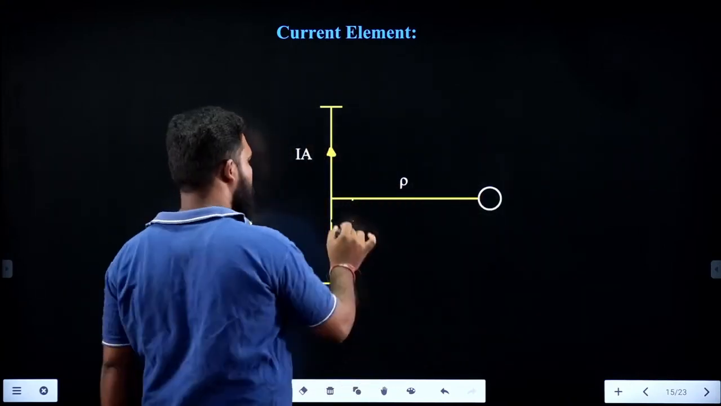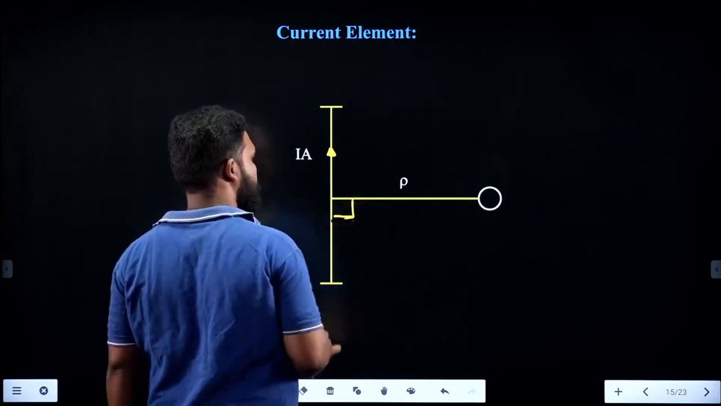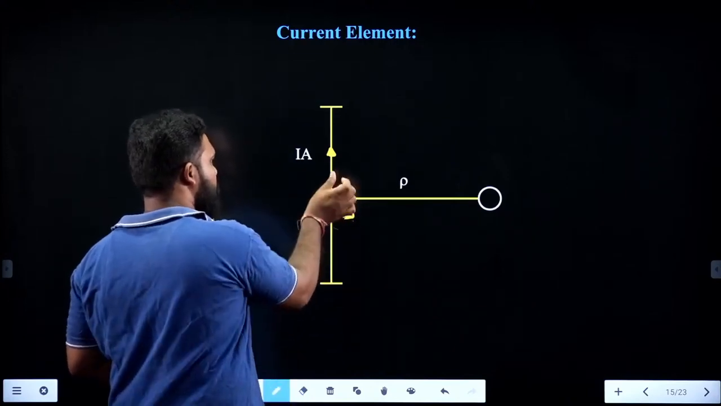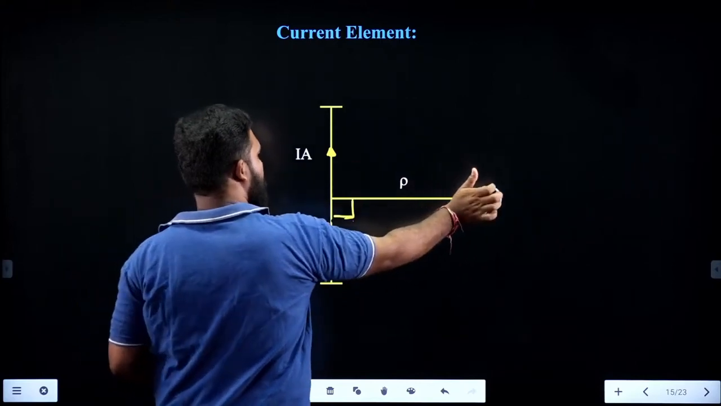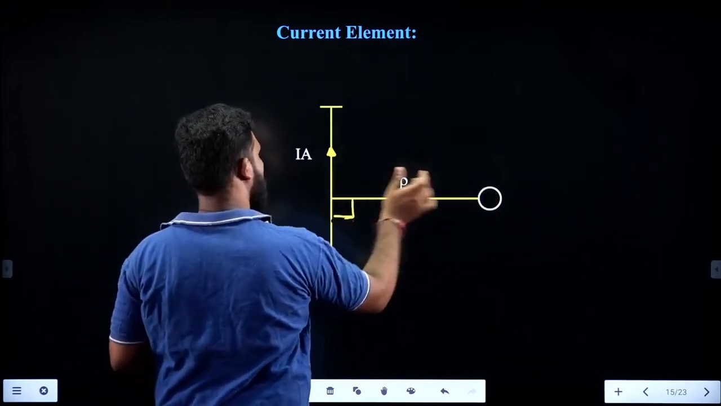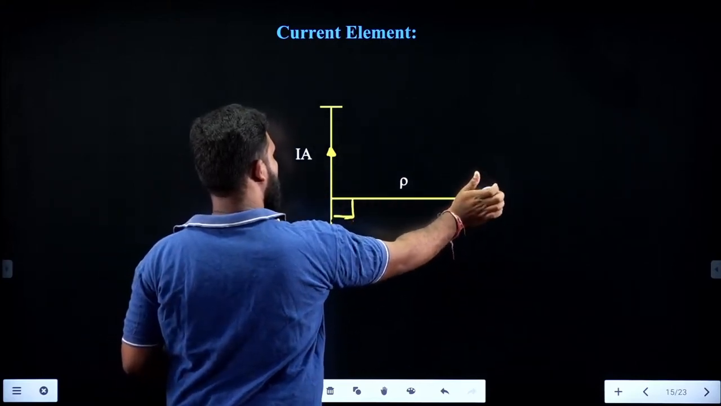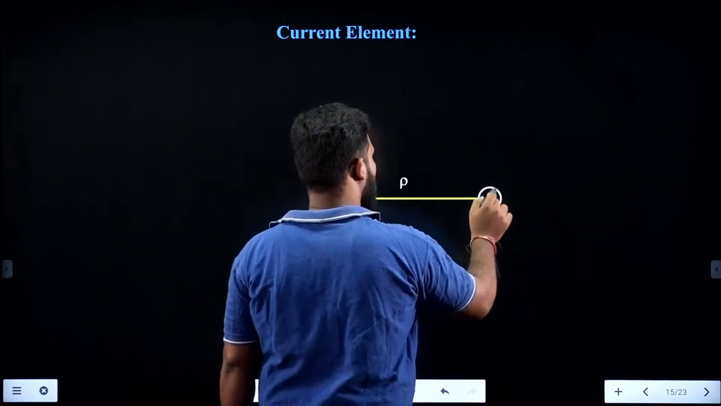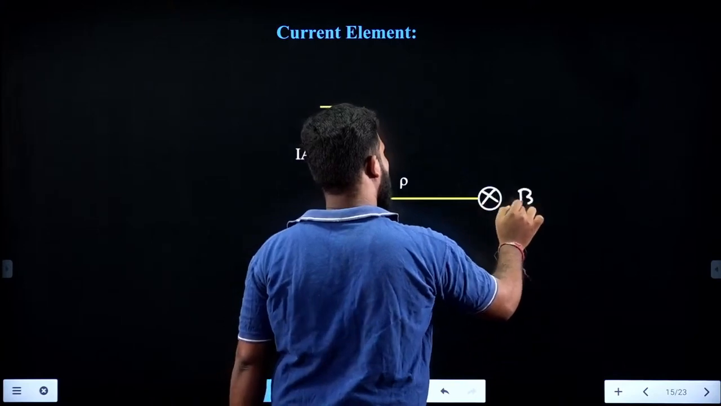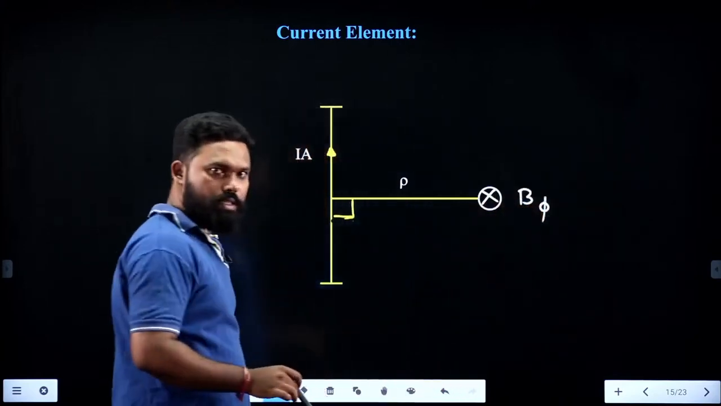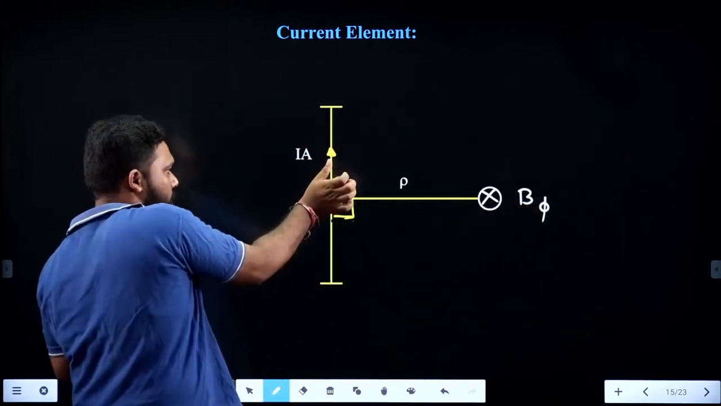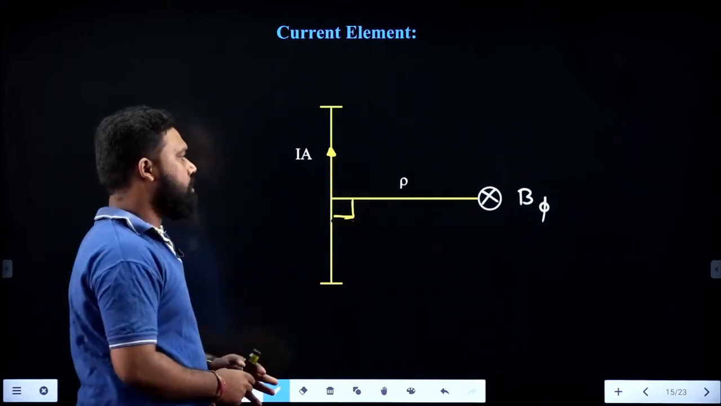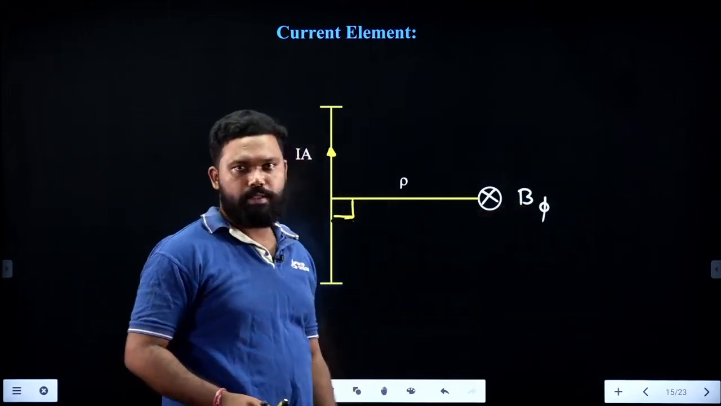What is the distance? It is a perpendicular distance. From your fundamentals you know that if the current is flowing like this, the magnetic field circles around this. On this plane, the magnetic field is inside. Here the magnetic field is inside. So the magnetic field is in the phi direction. I will call it B phi. I want to write the expression for this B phi.